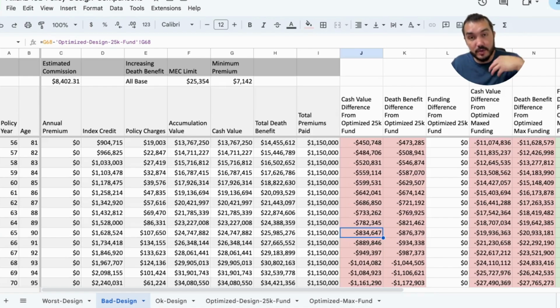A lot of the way that we design is for that earlier liquidity, but still, we're looking at a difference with this bad design of 876,000 in death benefit at this time when you're quite possibly going to pass away, and 834,000 less in cash value. And you could have been using this as a retirement income stream, and so having the extra cash is helpful in doing things like income streams and things like that.